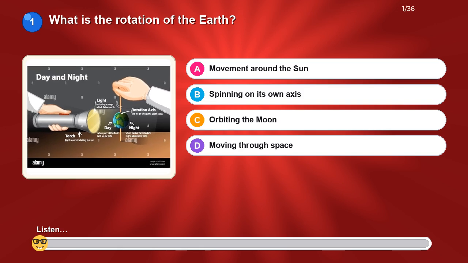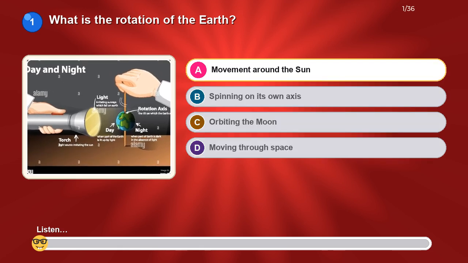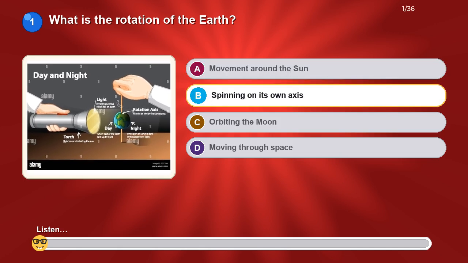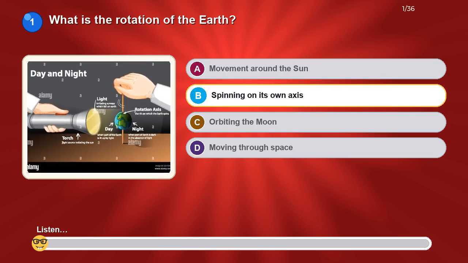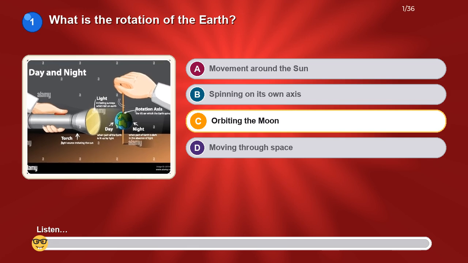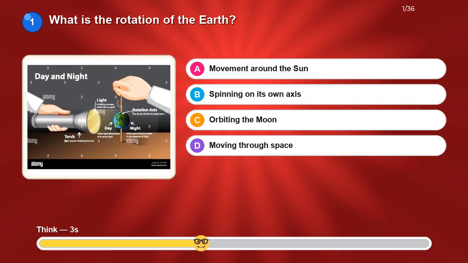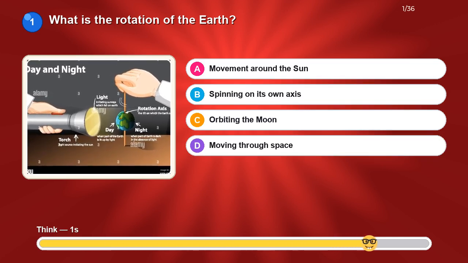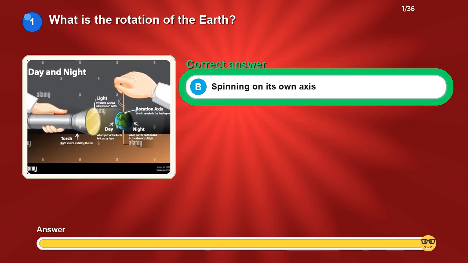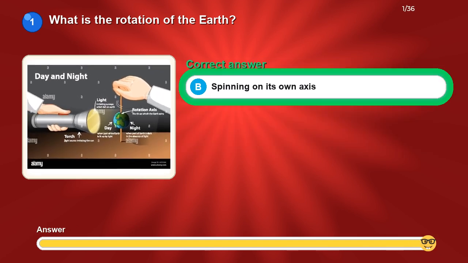What is the rotation of the Earth? Option A. Movement around the Sun. Option B. Spinning on its own axis. Option C. Orbiting the Moon. Option D. Moving through space. The correct answer is spinning on its own axis.